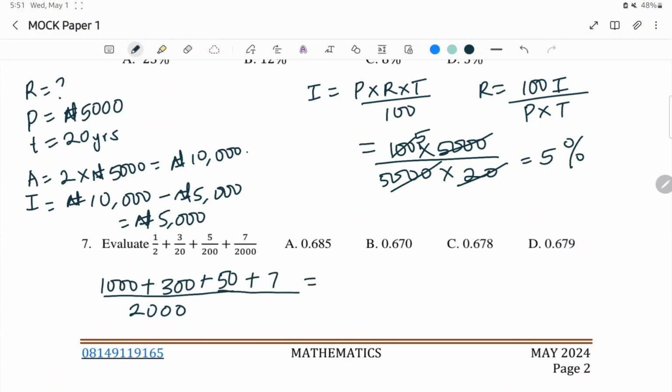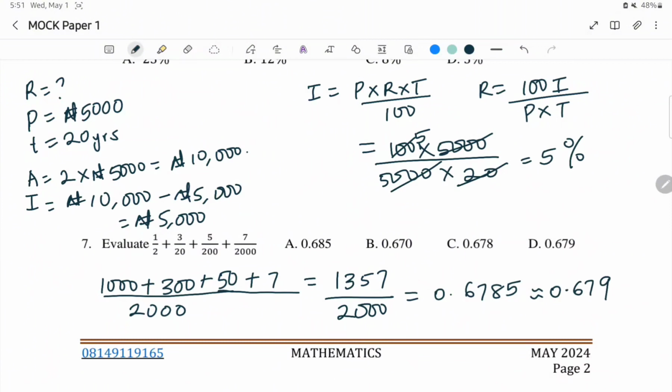So when we add 1,350 and 7, we are going to get 1,357 divided by 2,000. When you press this on a calculator, you are going to get 0.6785. And that's not in the option, but when we approximate to 3 decimal places, according to what we have in the options, they are all in 3 decimal places. So we can approximate that to 0.679, which is option D.